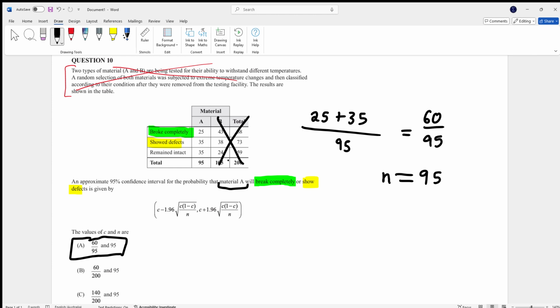Now if you had any questions about this one here, I would be studying confidence intervals very well. Otherwise, do some more practice papers.